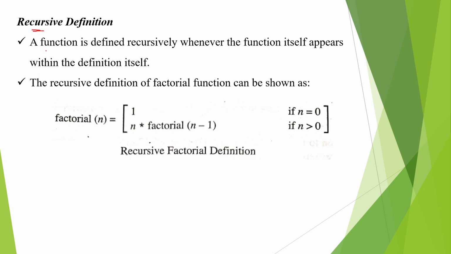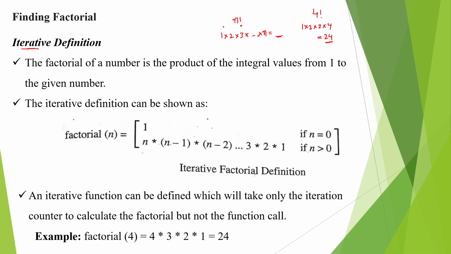If you see the iterative definition for finding the factorial of a given number, factorial of n will be 1 if n value is equal to 0, because 0 factorial will be 1 only. Here I have written the definition. The factorial of n is 1 if n value is equal to 0. It will be this whole thing if n value is greater than 0.